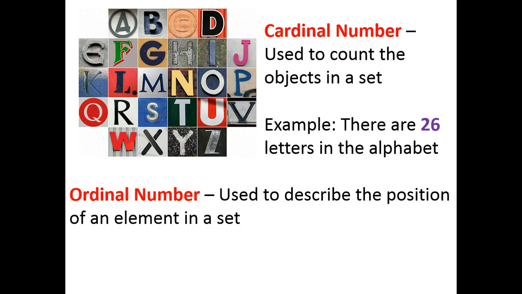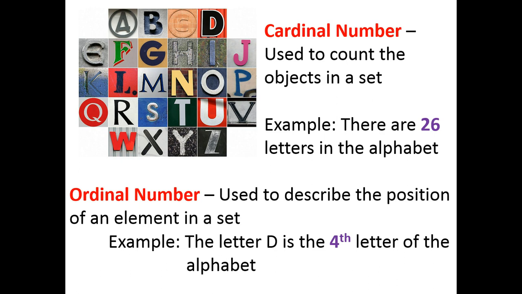On the other hand, an ordinal number is used to describe the position of an element in a set. So if we think about the letters in the alphabet, we could say that the letter D is the 4th letter of the alphabet. So 4th is an ordinal number. Generally speaking, those ordinal numbers are the numbers that have the TH after them, the ST after them like first, or RD like third. They're representing positions of elements within a set.